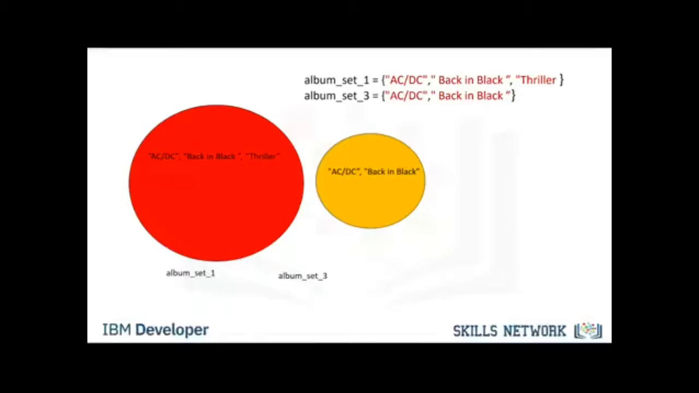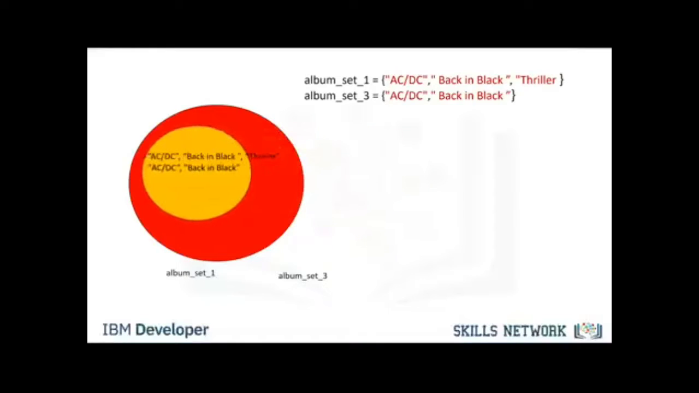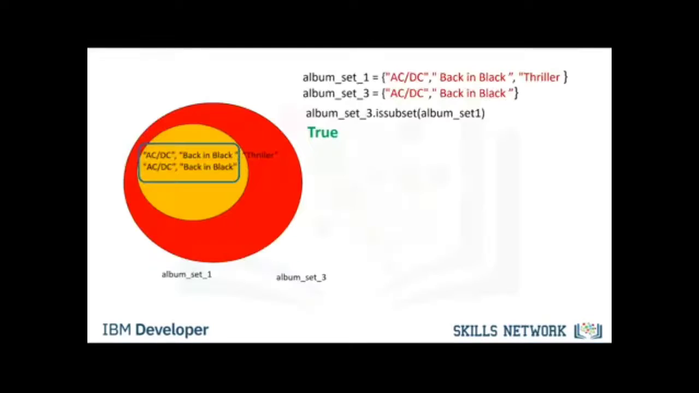Consider the new album set 3. The set contains the elements AC/DC and Back in Black. We can represent this with a Venn diagram, as all the elements in album set 3 are in album set 1. The circle representing album set 1 encapsulates the circle representing album set 3. We can check if a set is a subset using the isSubset method. As album set 3 is a subset of the album set 1, the result is true.